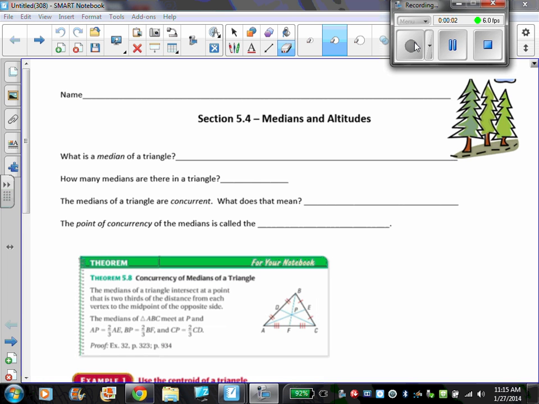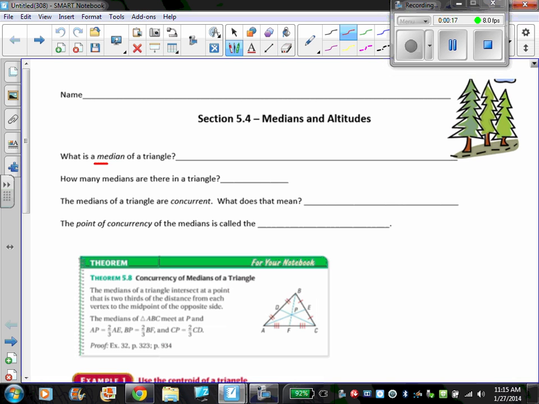Alright everybody, welcome to another wonderful math video, this time on section 5.4, covering two more segments that we find in triangles, medians and altitudes. So let's get started. First of all, the first one we're going to talk about is a median.